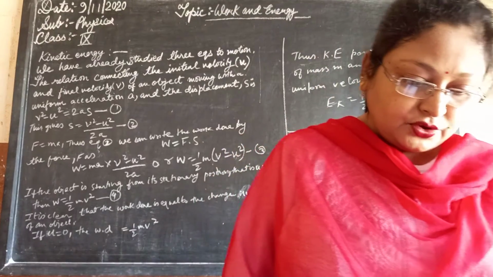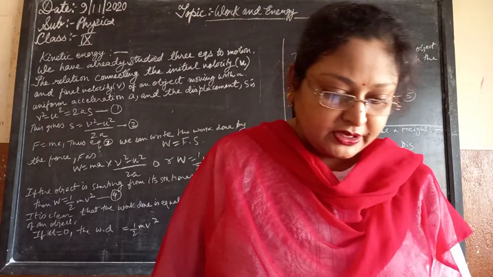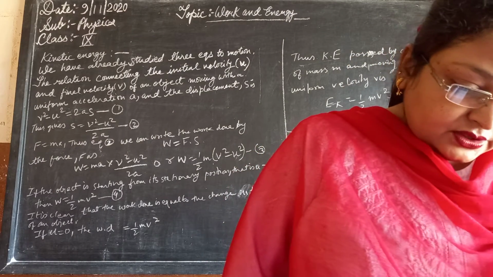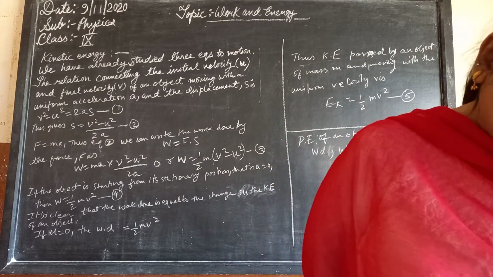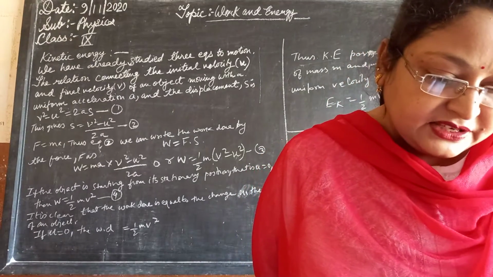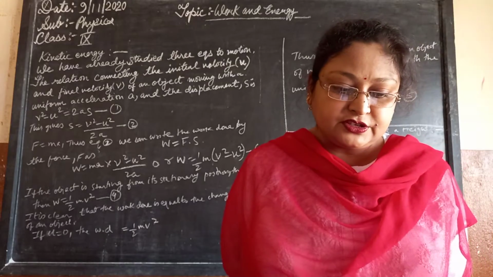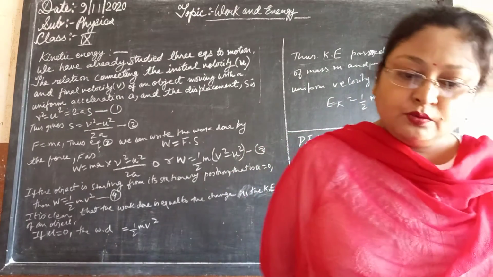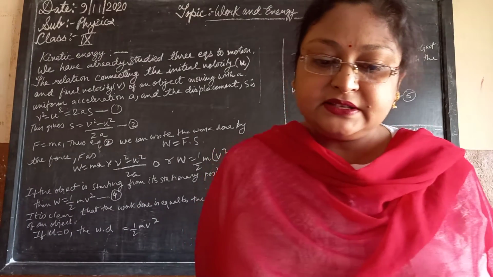First question: a force of 7 Newton acts on a body and the displacement is say 8 meter in the direction of the force. Let us take it that the force acts on the object through the displacement. What is the work done in each case? So work done is equal to force into displacement. Multiply the values and we will get the answer.